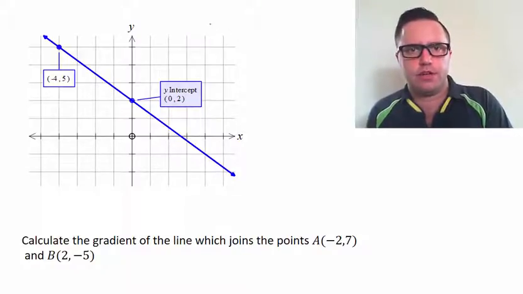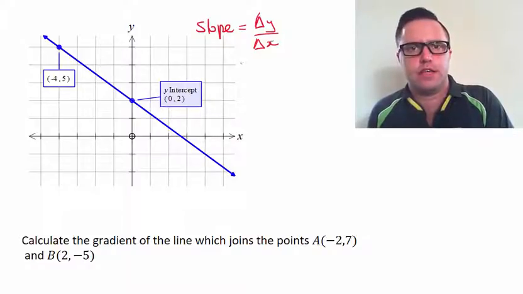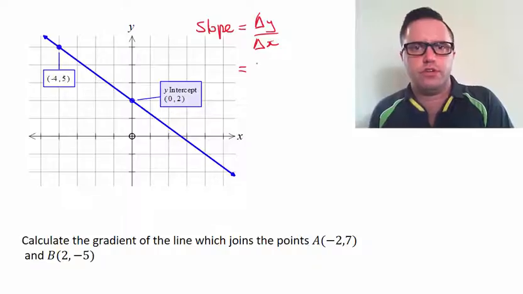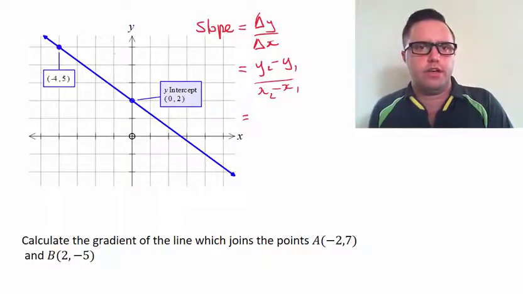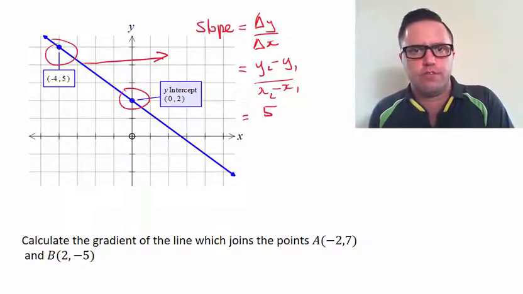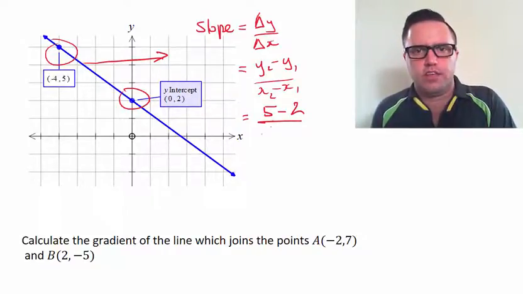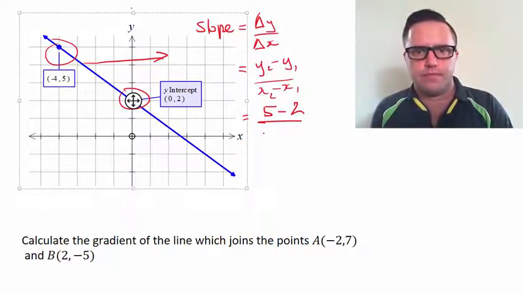This one here, we've got something a little bit different. So we write down that our slope is equal to delta y over delta x, which is equal to y2 minus y1 over x2 minus x1. And remember, we're going from this way to this way, so this is our first point, this is our second.